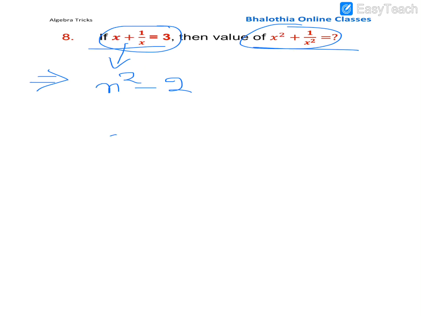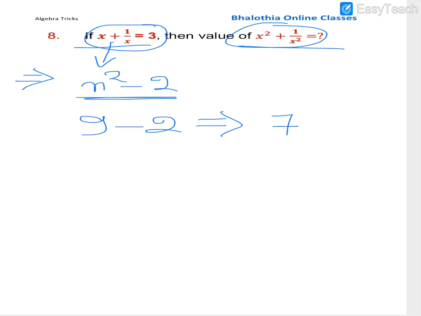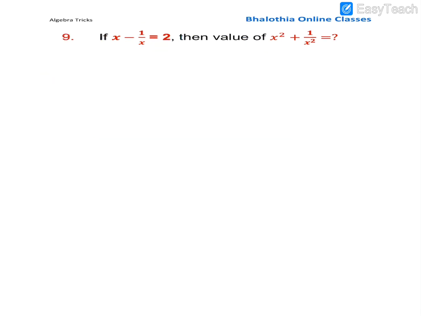So n square minus 2, right? We know the value of n. What is n? n equal to 3. So 3 raised to the power 2 is 9, 9 minus 2 will become 7. So your answer will be 7. Okay, let's move to the next one.